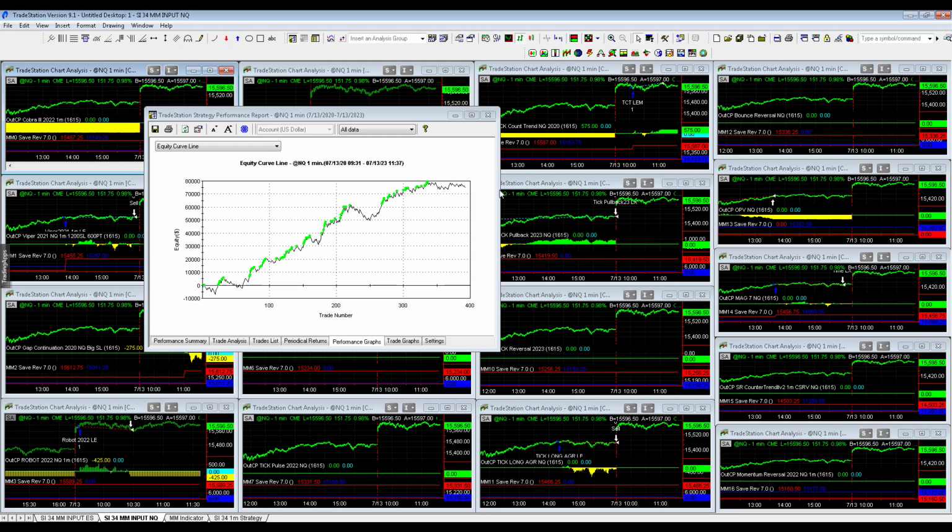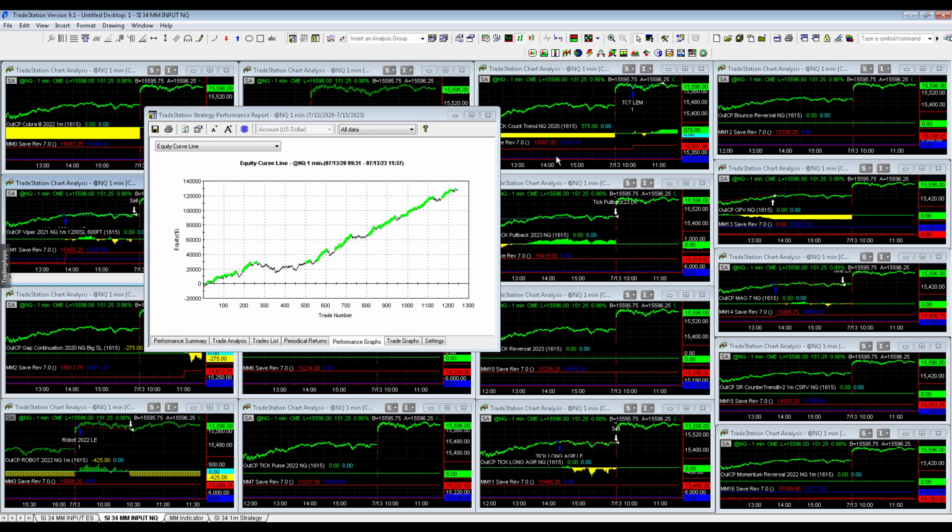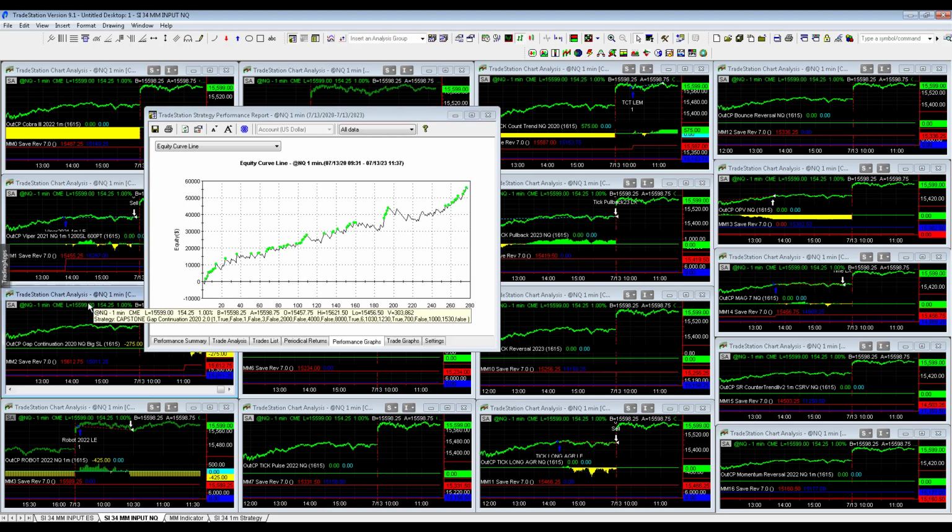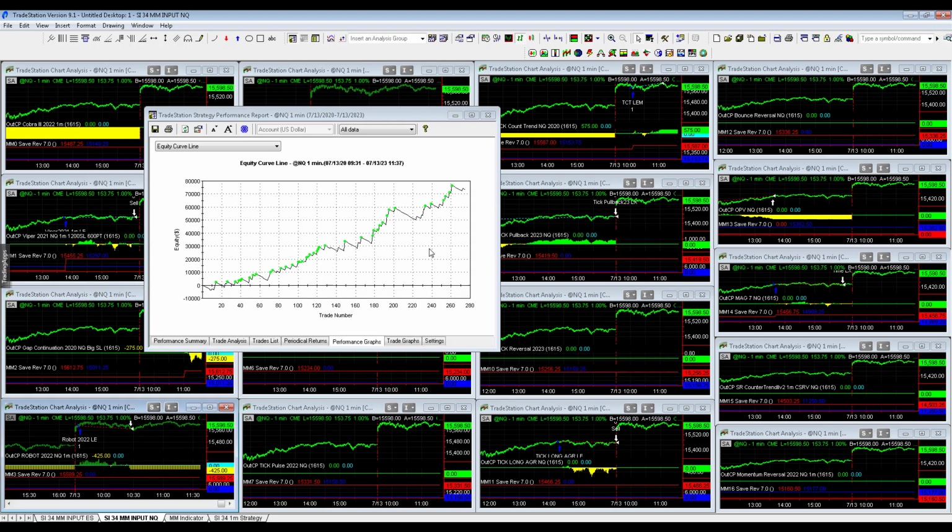This is Cobra 3 2021M, 2022 1M. Viper and adaptive moving average probably have the two best equity curves as far as straight line equity curves the last few years. And then gap continuation. You see that equity curve there. Robot. Here is the robot equity curve.